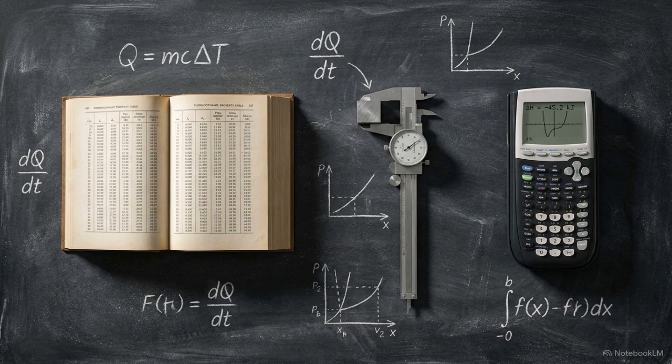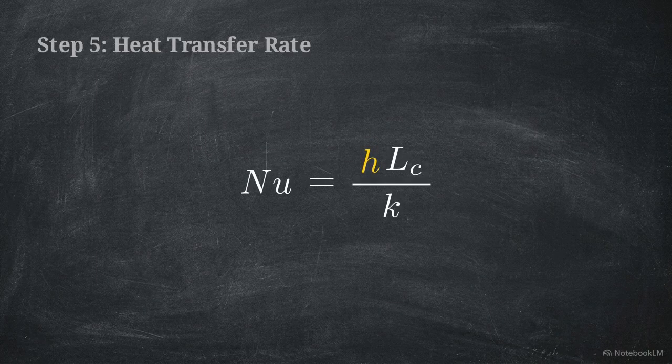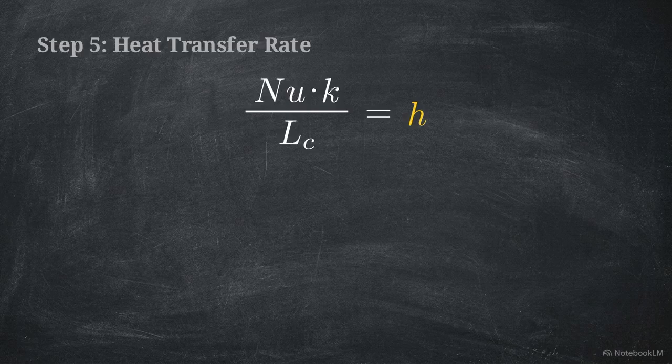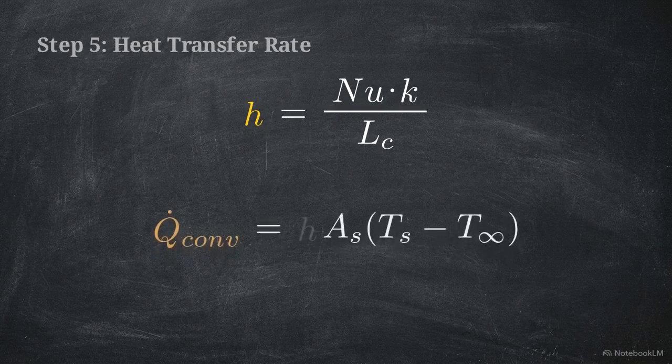as we move into the final calculation. This brings us to step 5. This animation shows how we take the Nusselt number we just found and rearrange its equation to isolate our missing variable, the convection coefficient, h. With h in hand, we plug it right back into Newton's law of cooling.